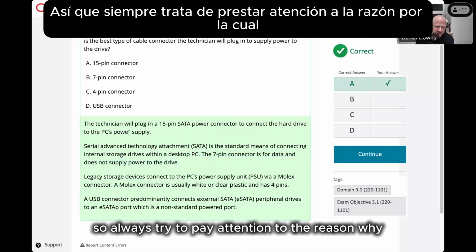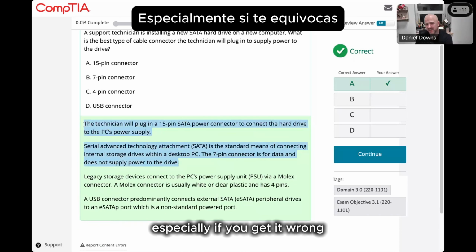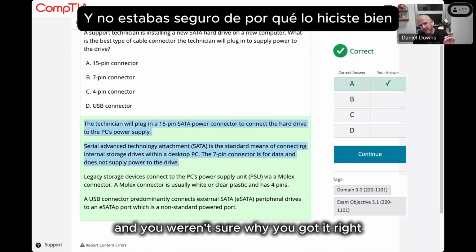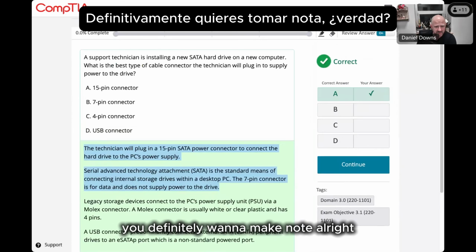So always try to pay attention to the reason why, especially if you get it wrong, or if you get it right and you weren't sure why you got it right. You definitely want to make note.